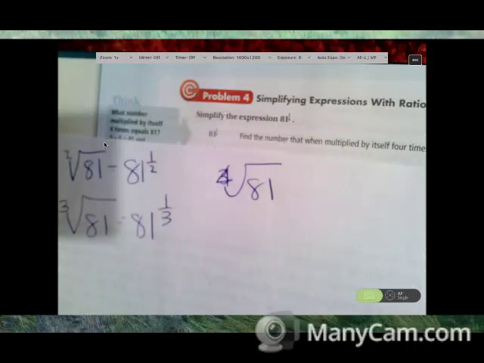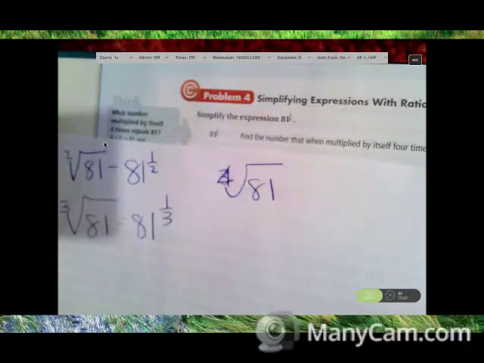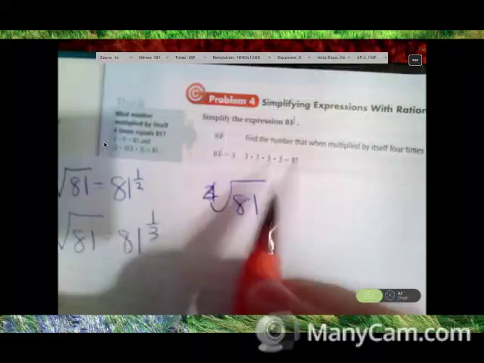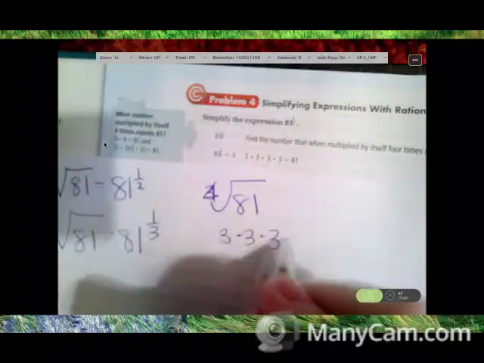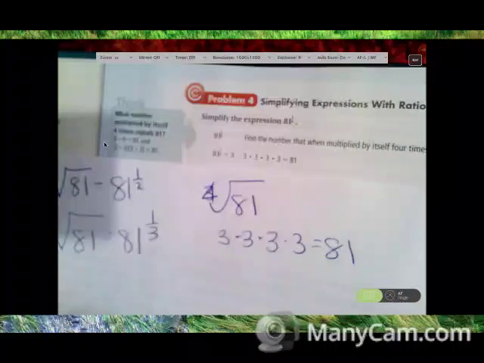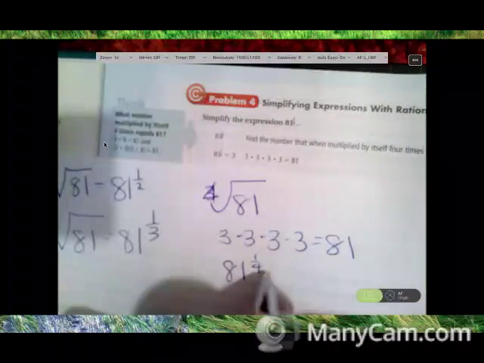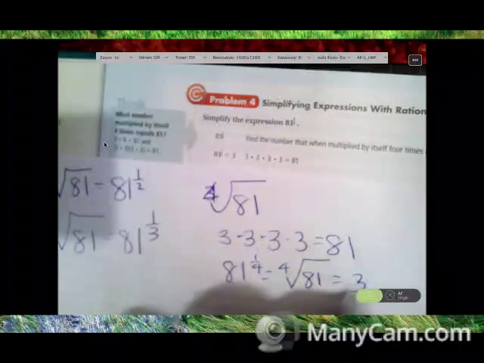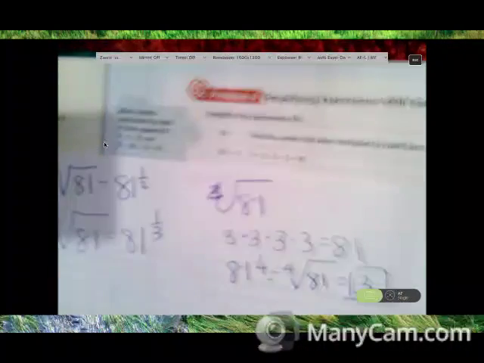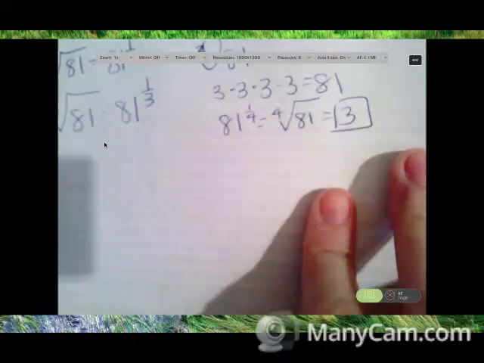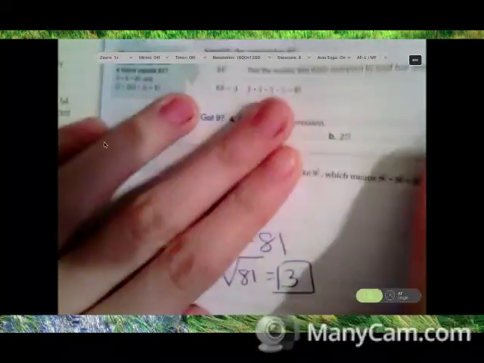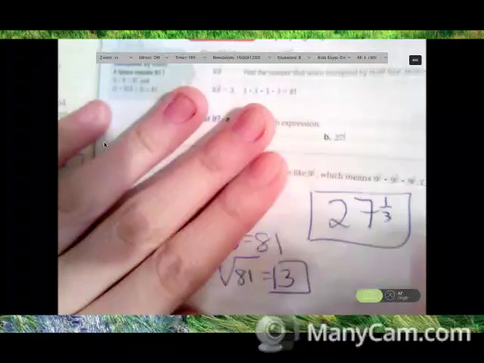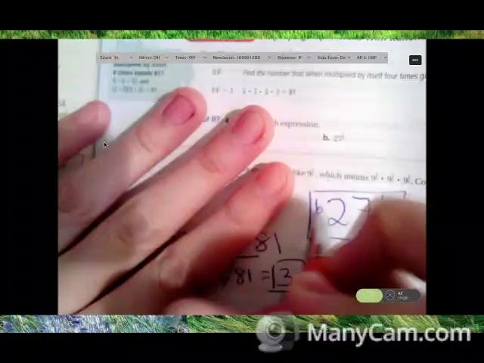And that's saying what same 4 numbers can we multiply to each other to get 81. To solve for that, if you multiply 3 times 3 times 3 times 3, 4 times, you get 81. Therefore, 81 to the 1/4 power, the fourth root of 81, equals 3. All right, so why don't you try "Got it?" letter B: 27 to the 1/3 power. Try this one. This is letter B.